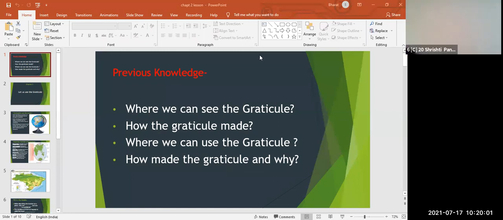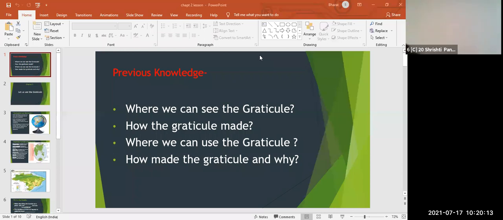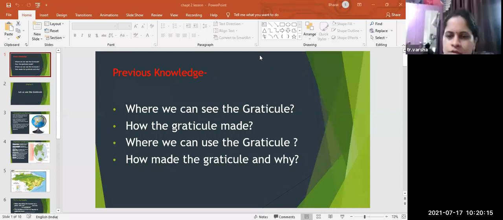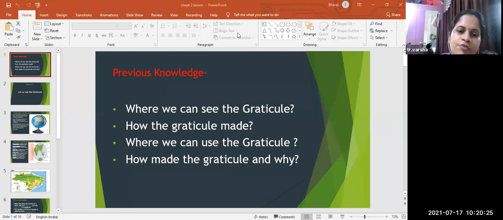Hello teacher, can you hear me now? Yes, yes. The graticule is made by the meridian and the parallel, and that is used for locating places. Yes, very good, beta. At least you have tried in the class. I should appreciate that. The answer is that geographers have made the graticule and it is used for locating a place, or to read a particular place.